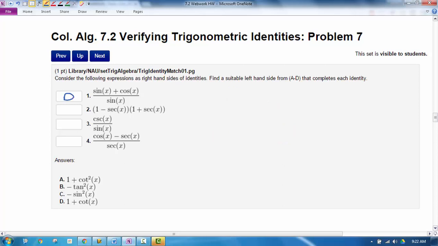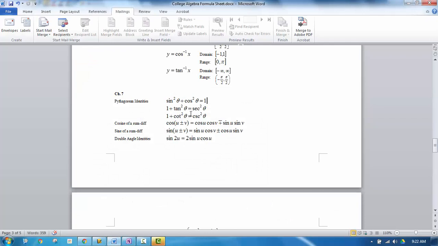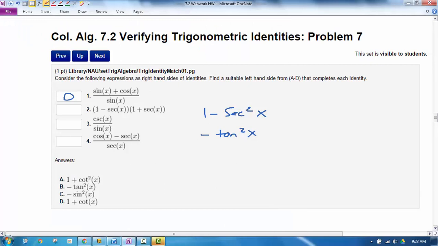Next problem, similar to the one we just did, we get 1 minus secant squared of x, which is, if you look at your Pythagorean identities on your formula sheet, 1 minus secant squared, if you move the tangent over to the right, would be negative tangent squared. So it would be negative tangent squared of x, which is b.